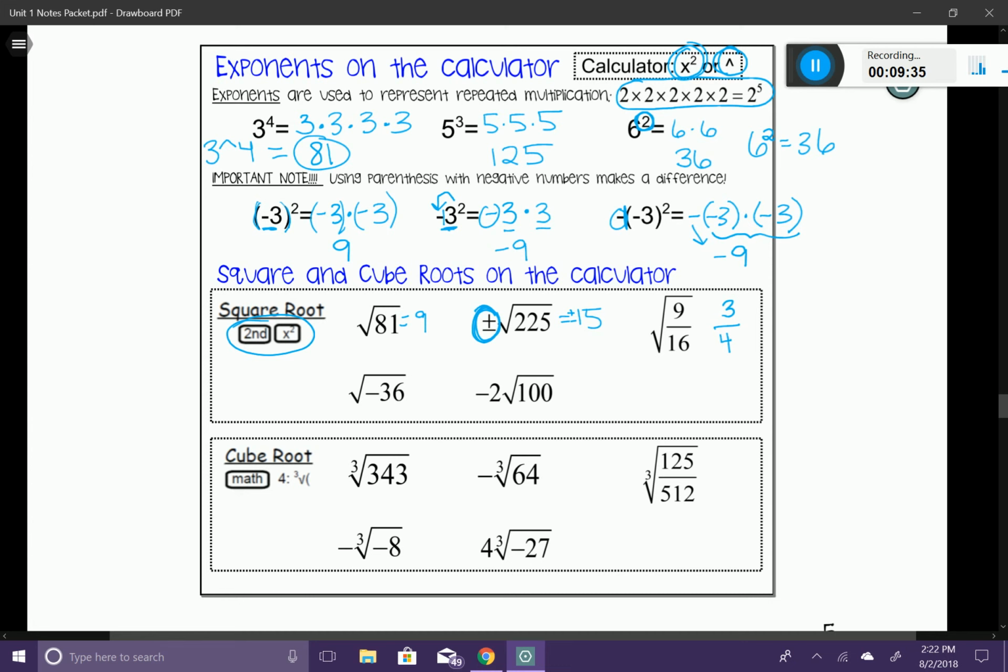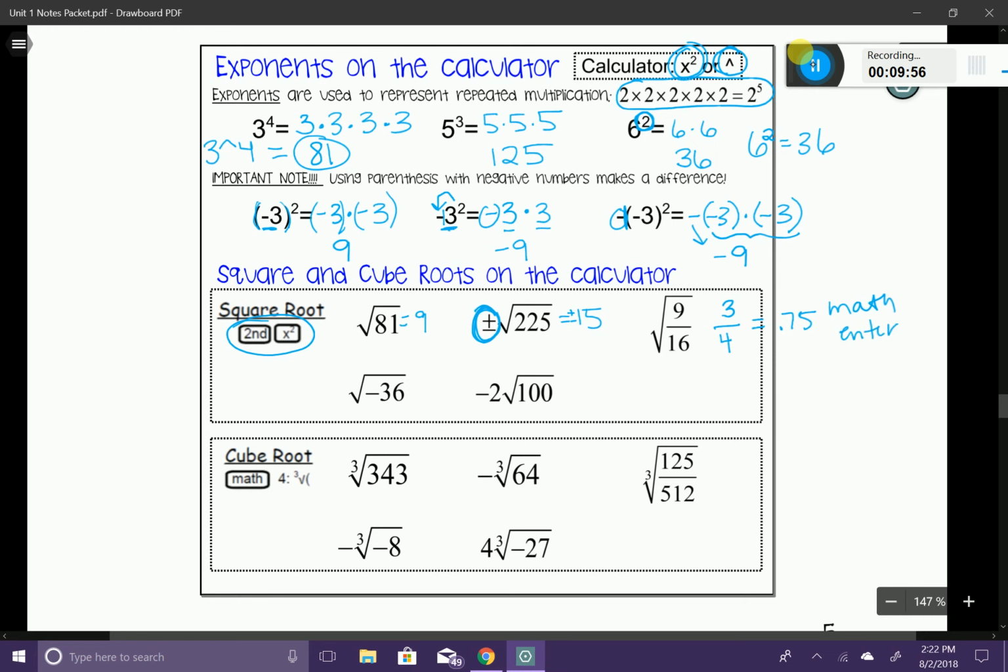In the calculator, I would just say second, and then I choose my x squared, and I just simply put 9 divided by 16. And again, when you do that, it's always going to give you that decimal. But in the last section, we talked about it, so it'll give you the decimal of 0.75. Just press math, enter, enter.